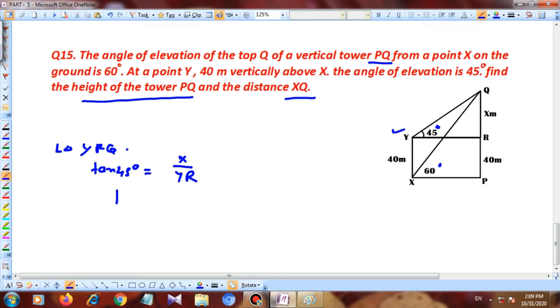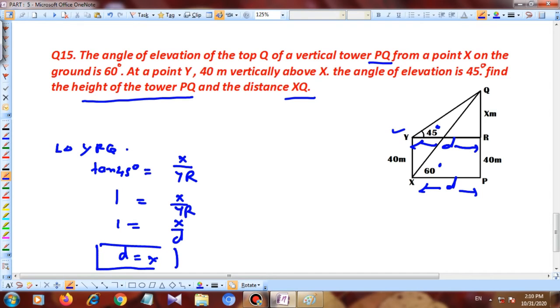So tan 45 is 1. So this is x upon YR. This distance YR, you can take D. So this will also be D. So this is 1 equal to x upon D. So D equal to x, right? This is our first equation.